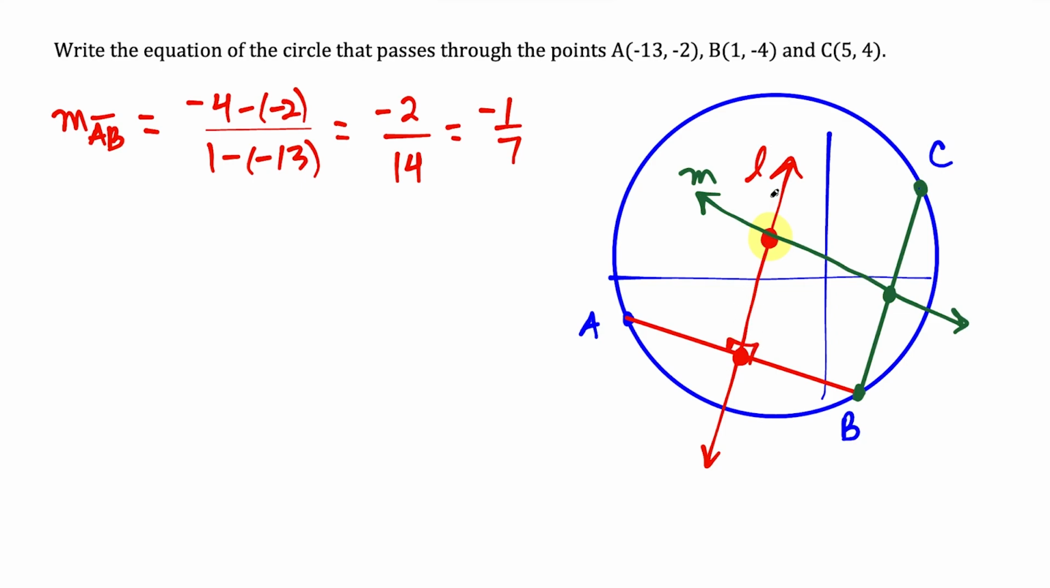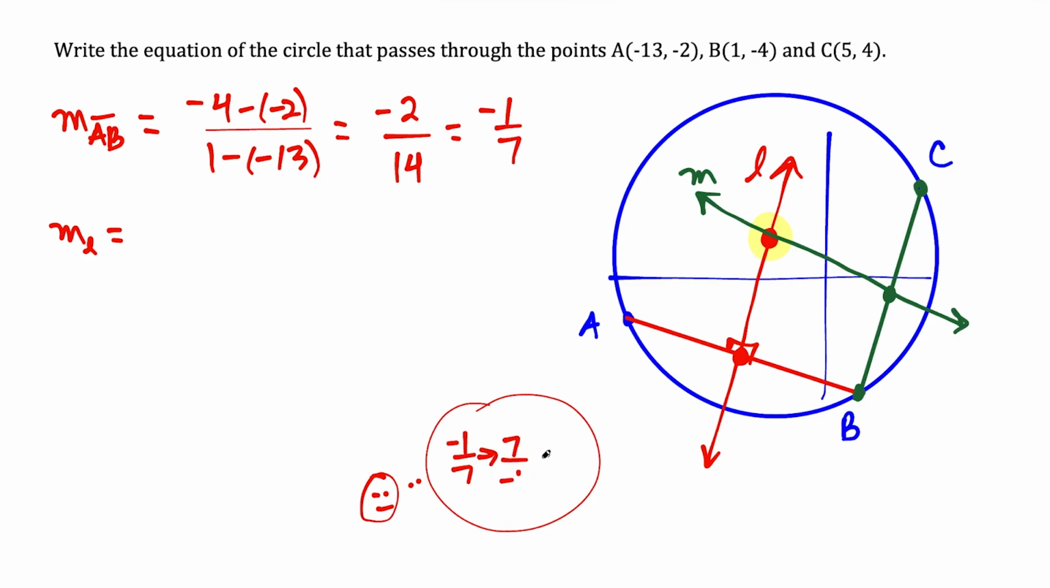But we need to know the slope of the perpendicular line, line L. Let's call this the slope of line L, with a little subscript lowercase l. It is equal to the negative reciprocal of -1/7. That tells us we need to flip this. I'm taking -1/7, and first I flip it to 7 over -1, but then I change the sign. Since we have a negative here, it switches to a positive. So it'll be 7 over 1, which simplifies to 7. That's my thought process for how I know the slope of line L is equal to 7.